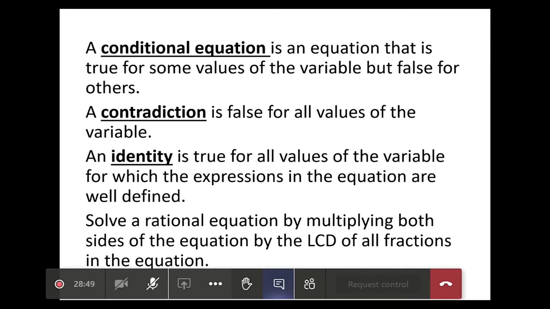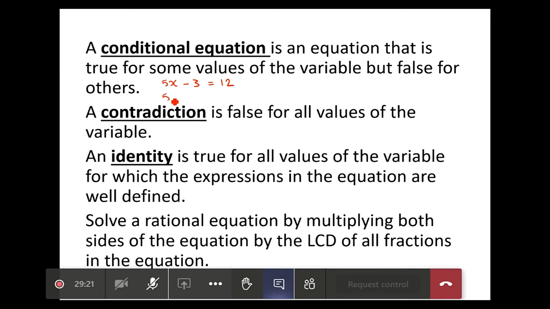Okay, for example, 5x minus 3 equal, for example, 12. In this equation, this is conditional. Why? Because we have a solution, and only one solution. Some value is correct and another value of x is not correct.